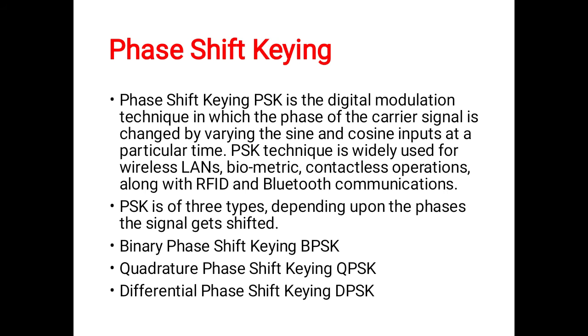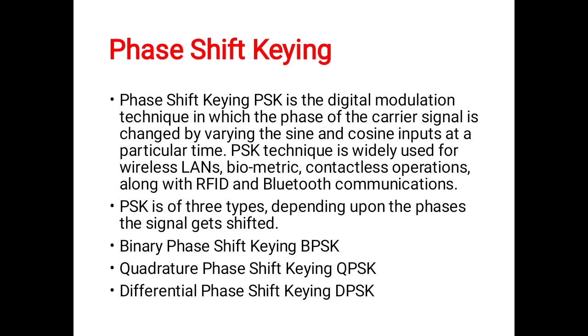Now in ASK we learned that amplitude will be varying. In FSK we learned that frequency will be varying. Now in phase shift keying we will see what will happen. Phase shift keying is a digital modulation technique in which phase of the carrier signal is changed by varying sine and cosine pulses at a particular time.